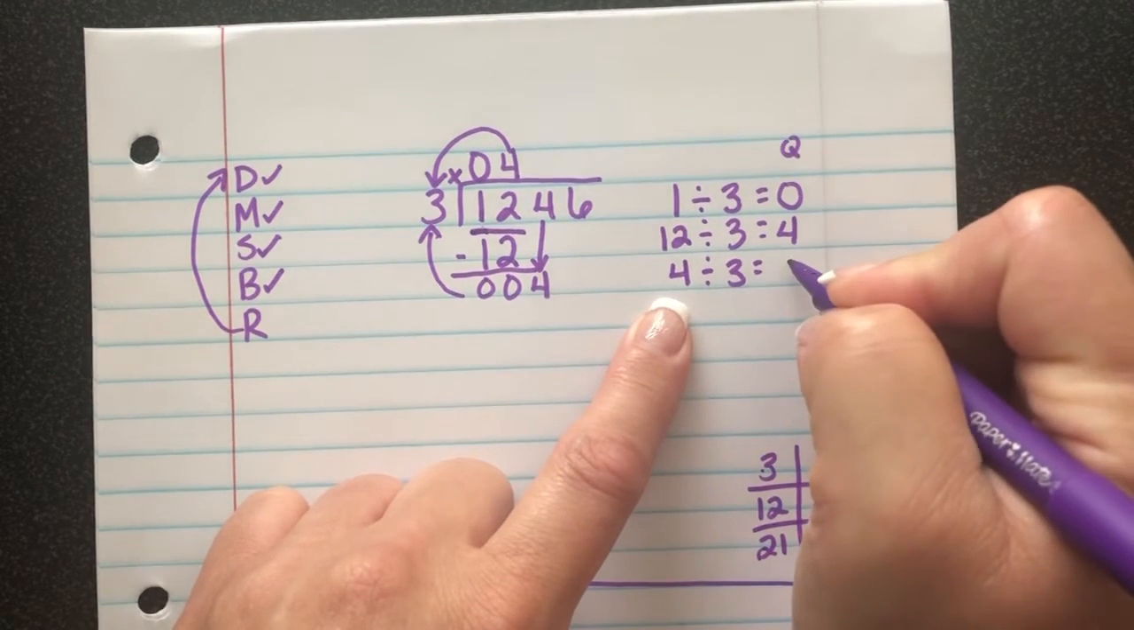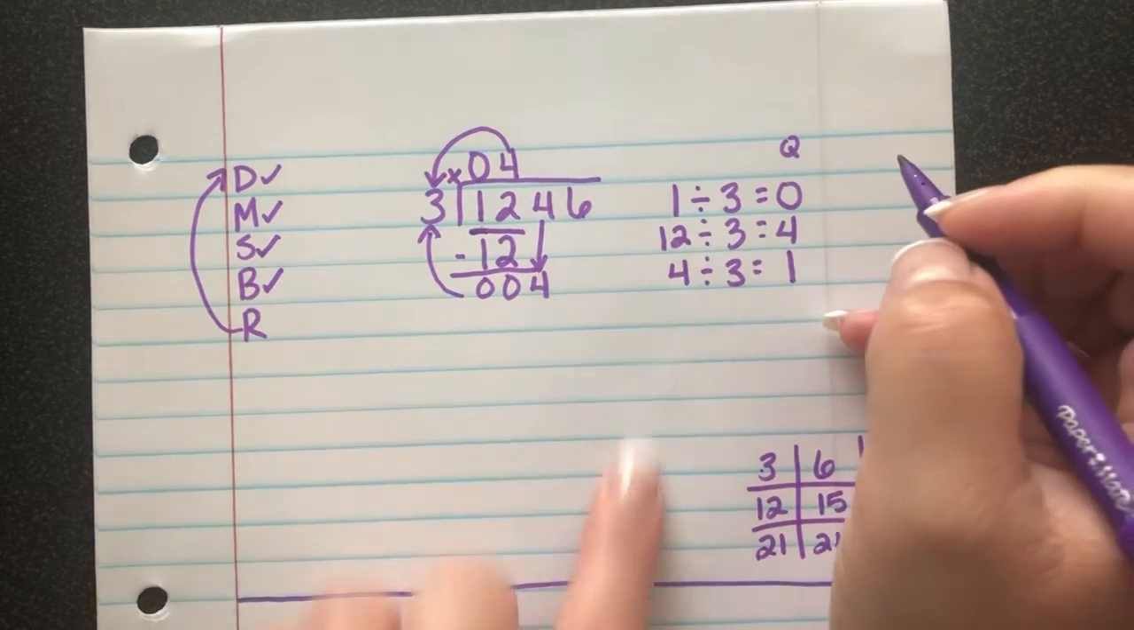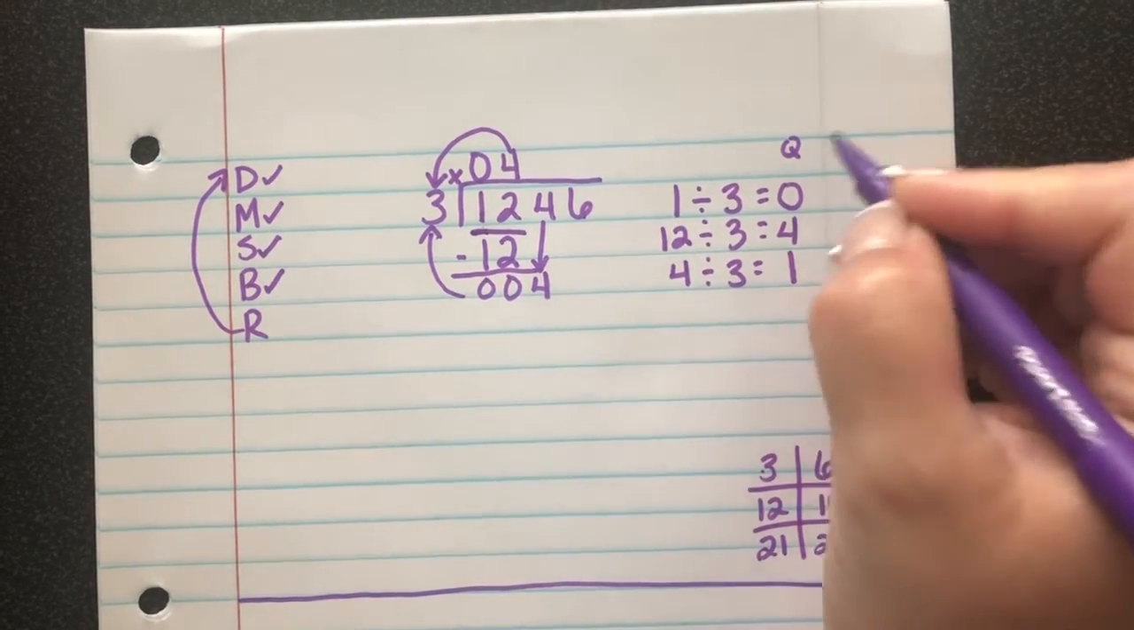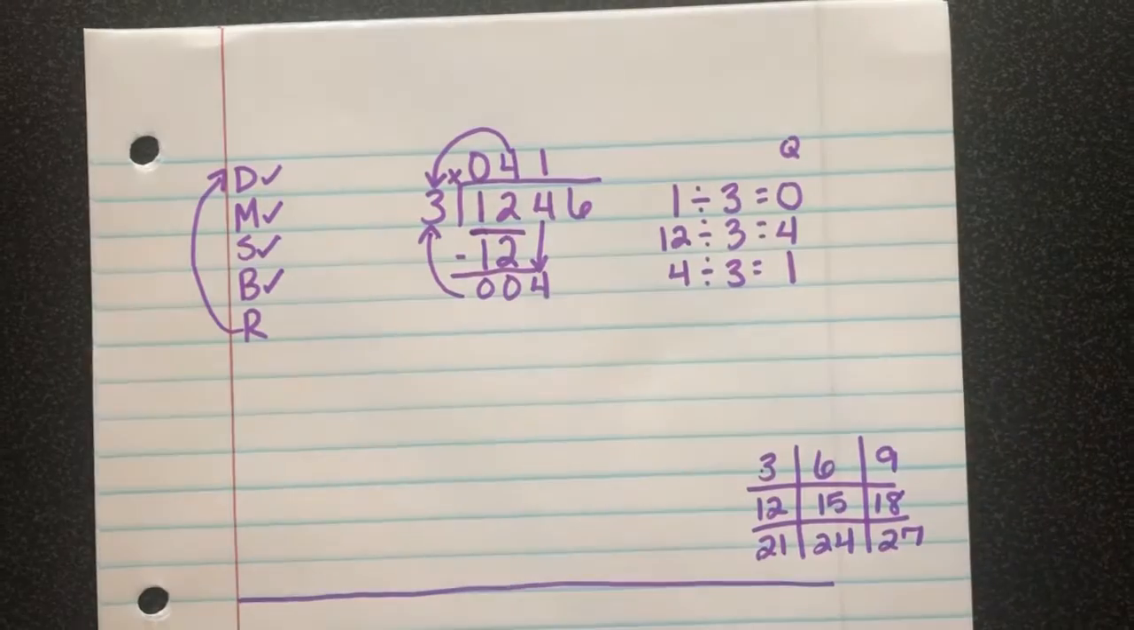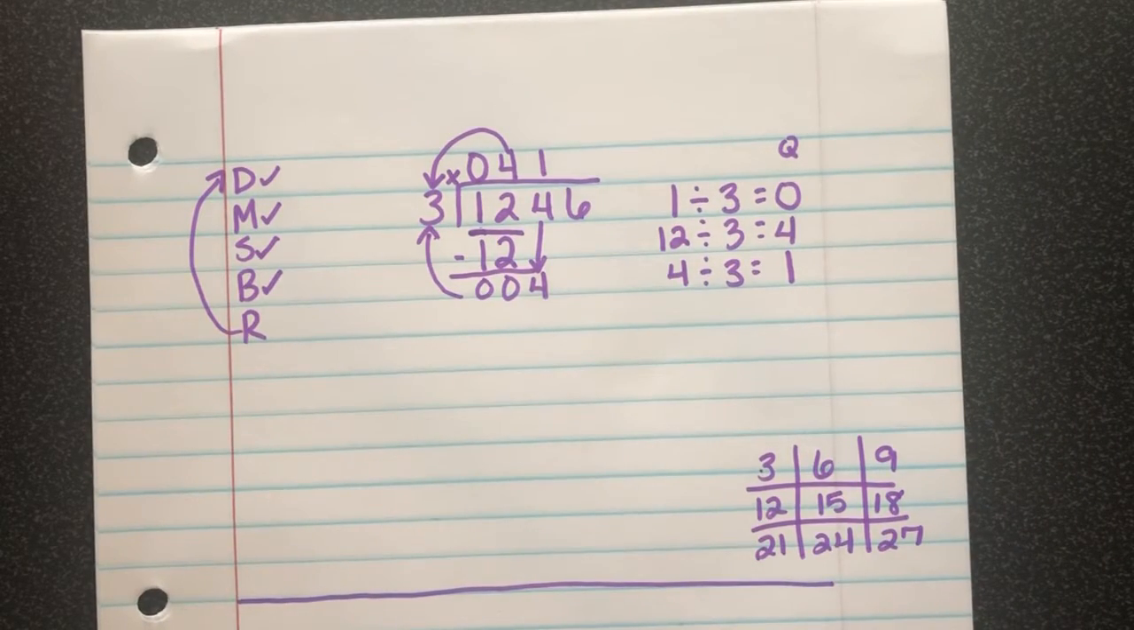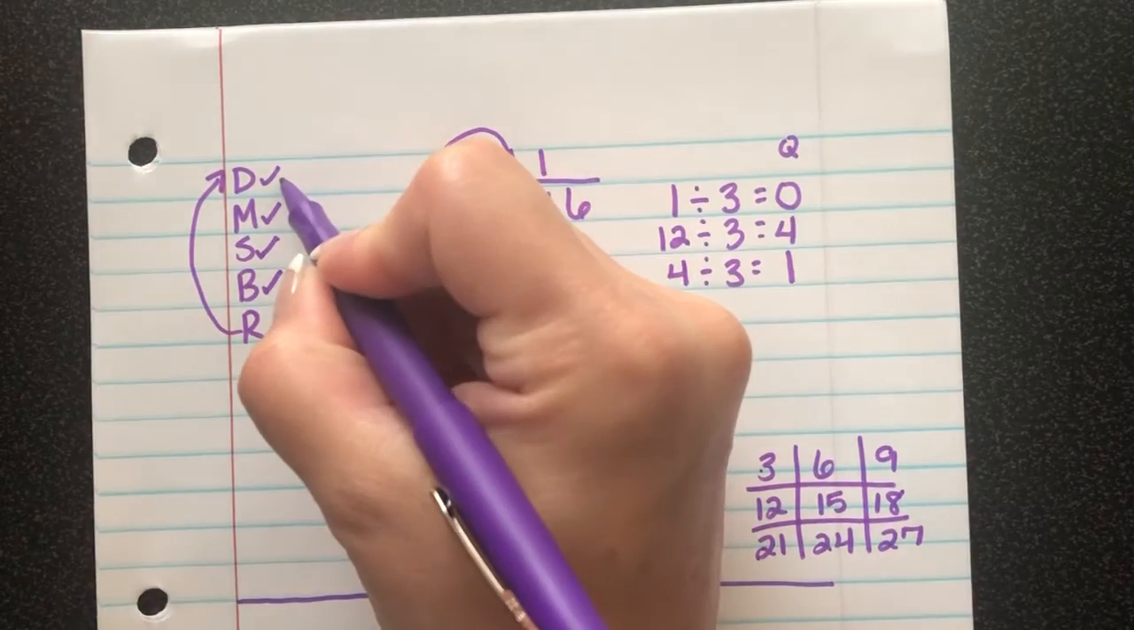So we're going to say that 4 divided by 3 is 1. So that 1 is a quotient. It goes up here where quotients go. All right, so we've divided again.